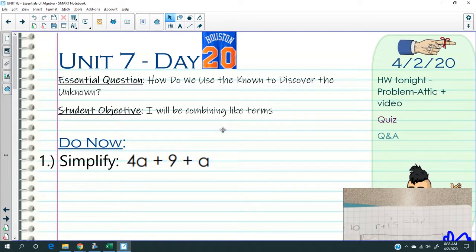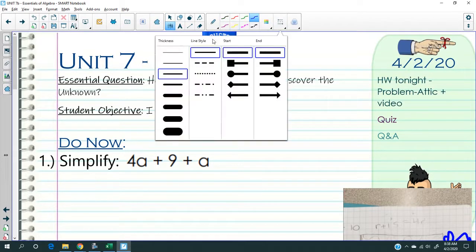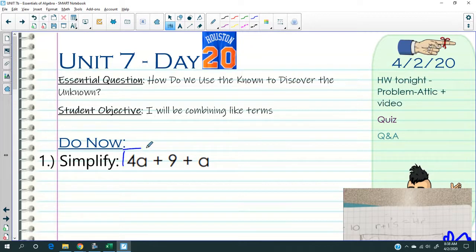So go ahead and do the do now and press pause, and then we'll resume. Okay, let's start the do now. Looking at the questions, what are the two families here? Yep, 4A and A. So 4A plus A. How many A's are there? Yeah, 5A, right? Because this is 1. So 4 plus 1 is 5, plus the 9, and then that's it.